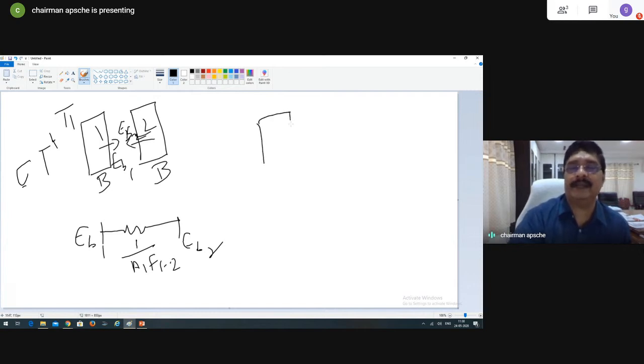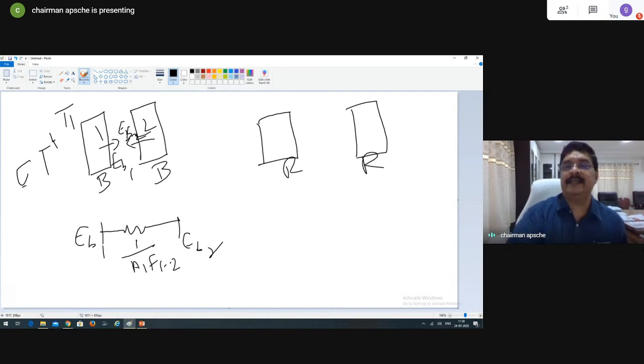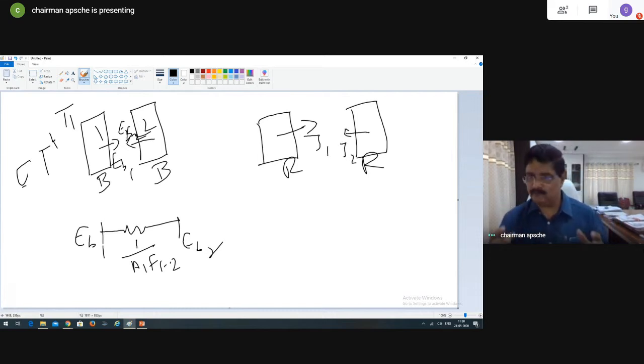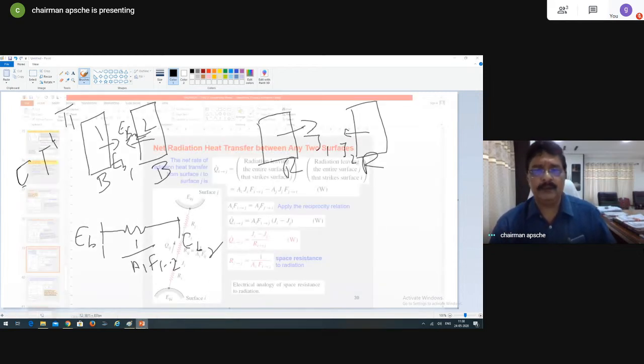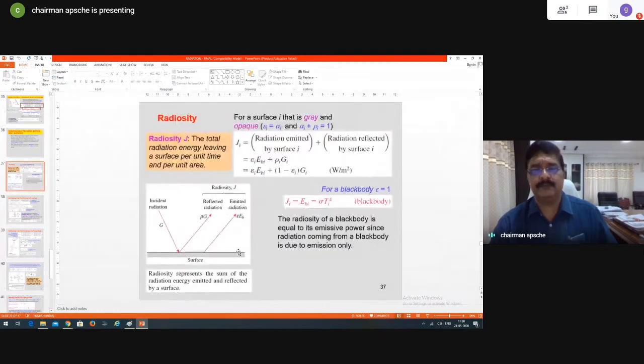If it had been two real surfaces exchanging heat, what comes out? J1 comes out, and from this J2 comes out, not EB. Do you still have a confusion? Please go here. What comes out of a black surface? If it is black, there is no reflection. Absorptivity is equal to 1, and reflectivity is 0.